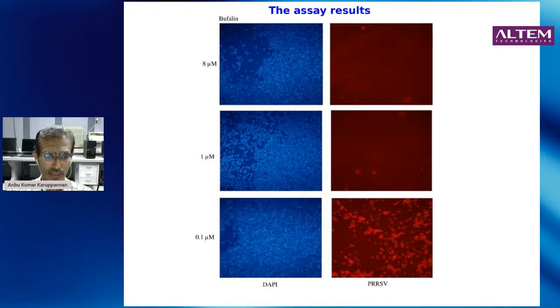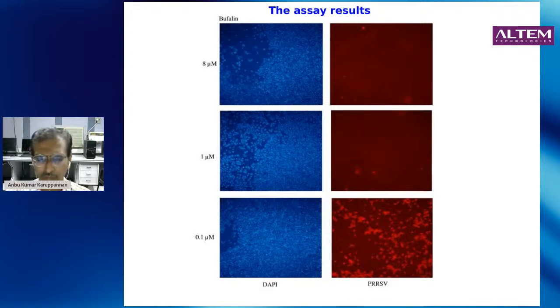So these were bufalin, ouabain, phorbol ester, and valinomycin. So these 4 compounds which were supplied in the library, they were able to inhibit the virus replication at sub-micromolar concentrations. And here you can see the panel of our bufalin. So the bufalin, which is a steroid molecule, it was able to completely inhibit the virus replication, as you can see, at 8 micromolar and 1 micromolar levels. At 0.1 micromolar level, it was inhibiting to a good extent.